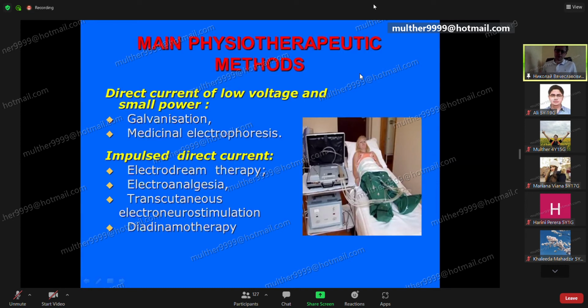All methods of electrotreatment we can divide into direct current methods of low voltage and small power, just 2 technologies, methodics, based on the application of low voltage current, which are galvanization and medicinal electrophoresis.